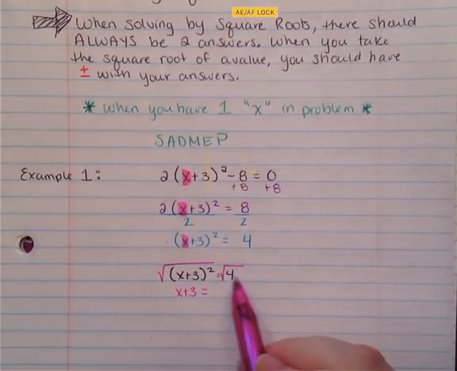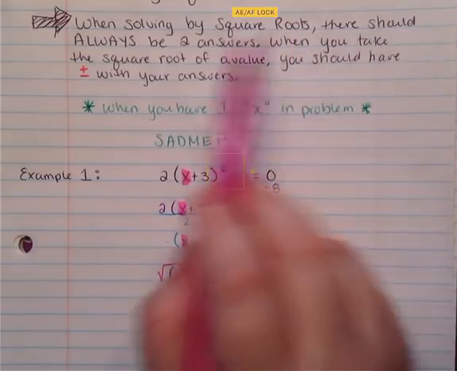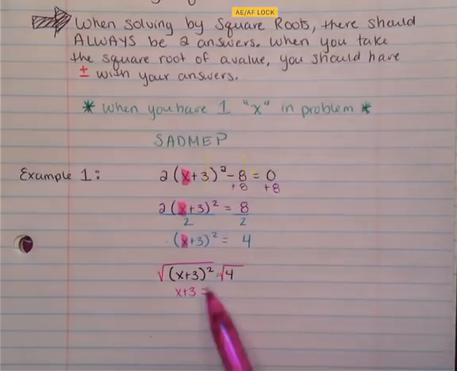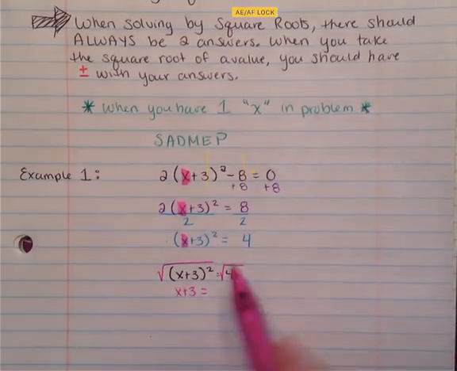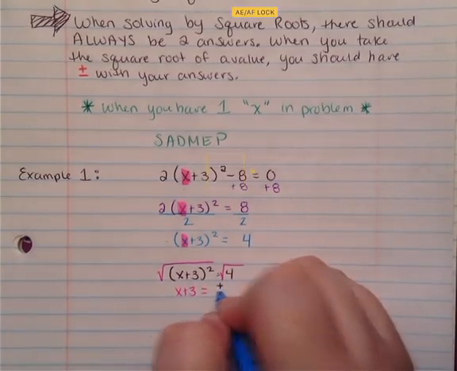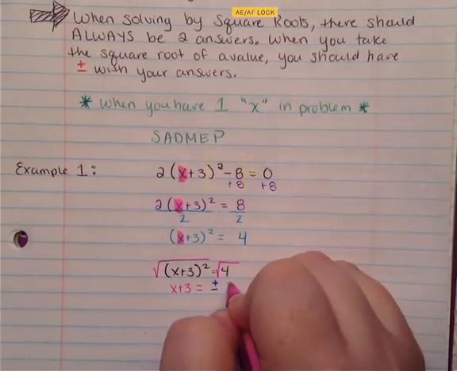Now because we are dealing with the square root, we just took the square root. When you take the square root of a value, you should have plus or minus with your answers. We just took the square root of the value of 4. That means that we have to have that plus or minus in front of our value. Now the square root of 4 is the value of 2.